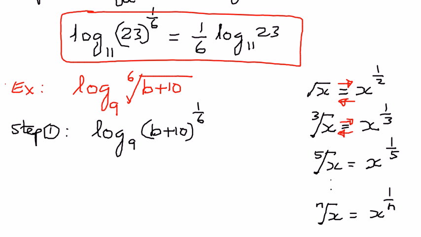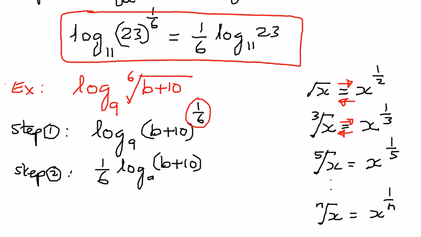And now we are ready to apply the power rule of logarithms to this particular expression. So the power here is 1 over 6. That comes to the beginning of the expression, 1 over 6 log b plus 10 within parentheses to the base 9. And that is where we want to leave it. This is how we want to expand these types of logarithms using the power rule. This is our answer. This is where we want to leave it.